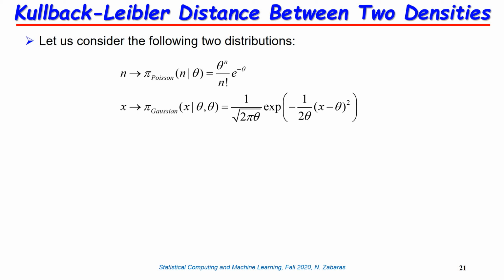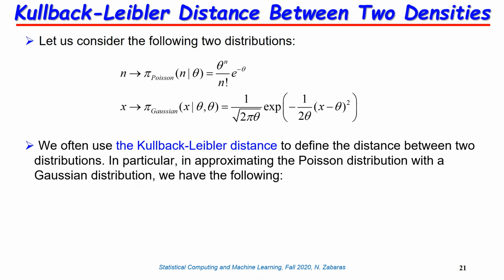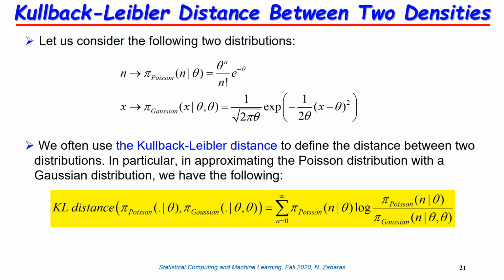So what is the KL distance between two distributions? It measures the distance between two distributions and is given by this nice summation, because the Poisson distribution is defined for integer n's. The Gaussian is for continuous variables, but here we're approximating the Poisson distribution where n is an integer, so I have a summation for all possible values of n of the Poisson distribution times the log of the Poisson density divided by the Gaussian density.